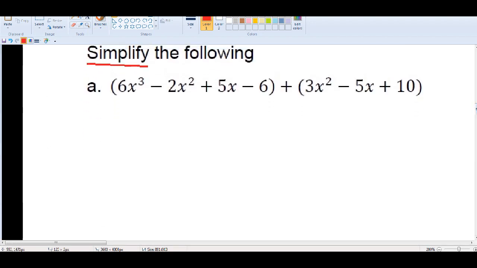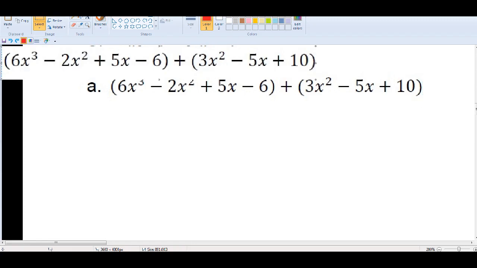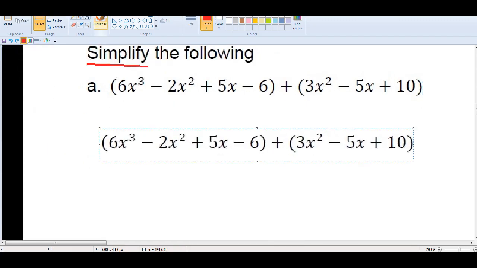Okay, so for the first step, if you see some brackets, you need to remove the brackets. For the first bracket, because there's nothing in front of it, it's plus, right? If there's nothing, we could just remove the bracket. So I'm just lazy. You can't do that for your own exercise. I just removed this bracket.